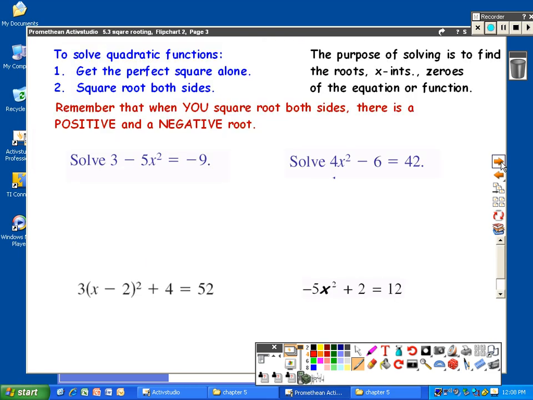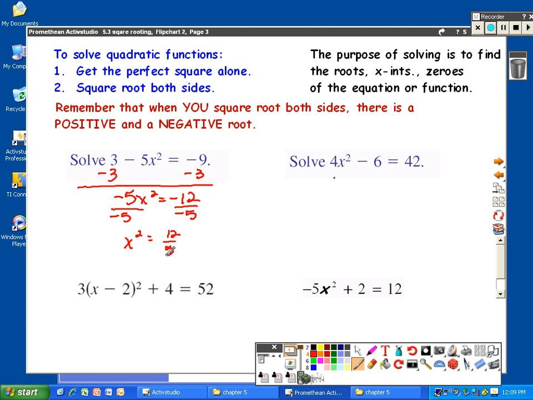And again, in order to use the square root, you must get your square alone. So in this equation, 3 minus 5x squared equals -9. First we're going to subtract 3. -5x squared equals -12. Divide by -5. X squared equals 12 fifths.